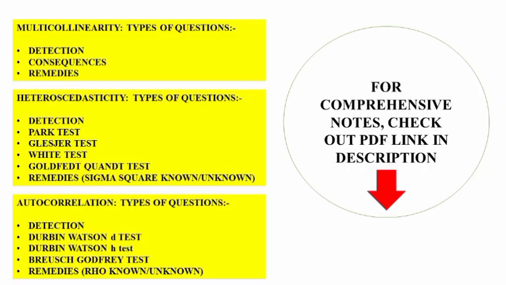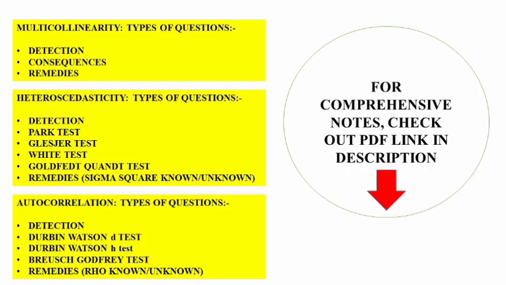Now there are still 3 chapters left which would be on multicollinearity, heteroscedasticity, autocorrelation, and one more that would be model specification error. So here I have listed out the types of question that can be asked, basically based on detection test, consequences, and remedies.